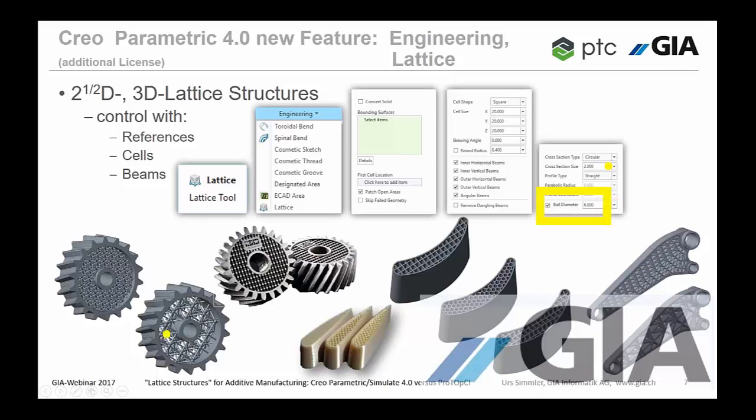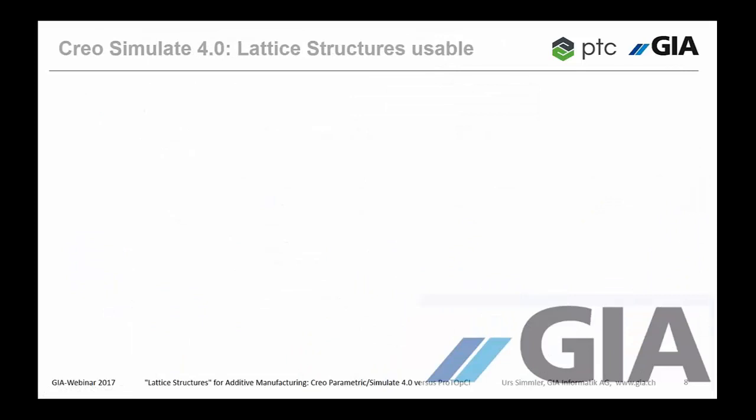And in these examples here we can also bring in some balls where the beams are connected. And in addition to that, we also can set up the density, influence the density. That means maybe in that region we want to have more density than in that region here. But I will show that later on how that behaves. Okay, those are the new capabilities of Creo 4.0, Creo Parametric.